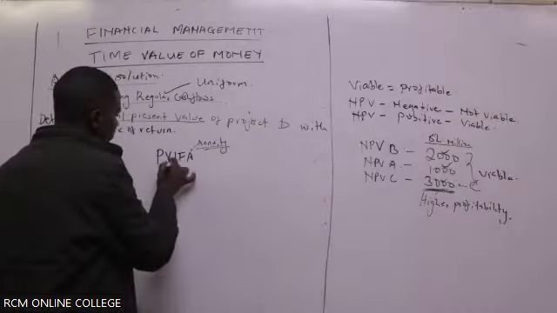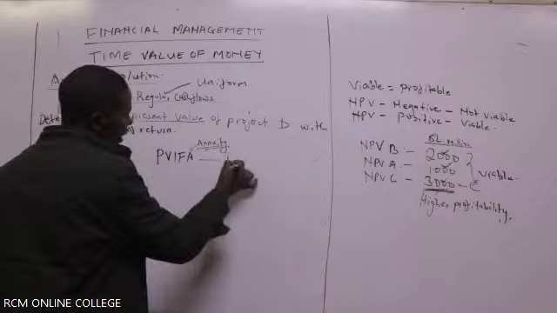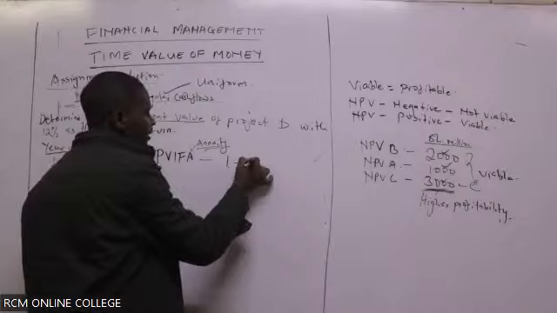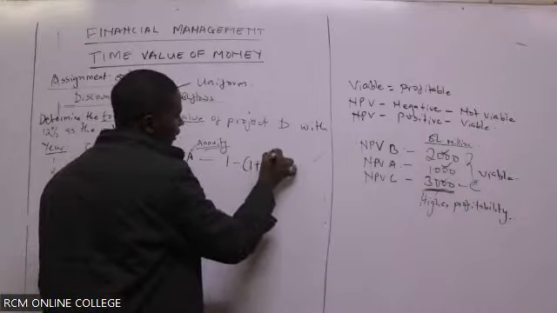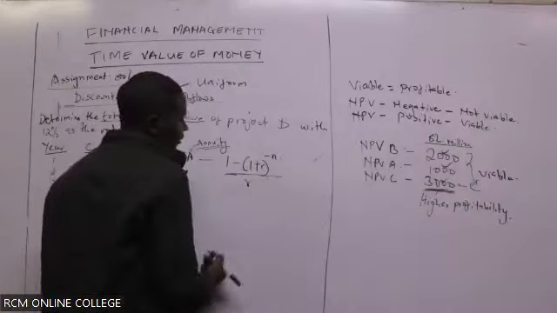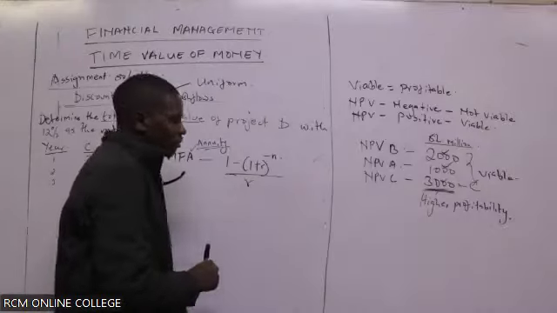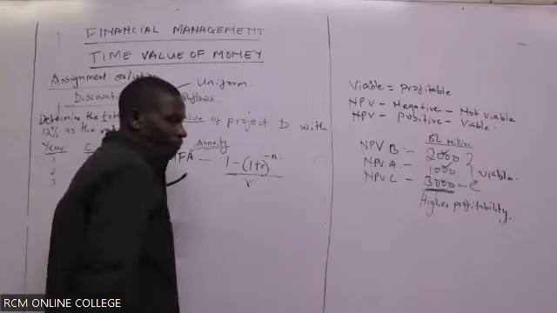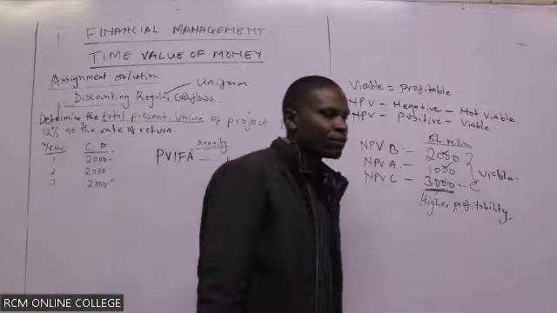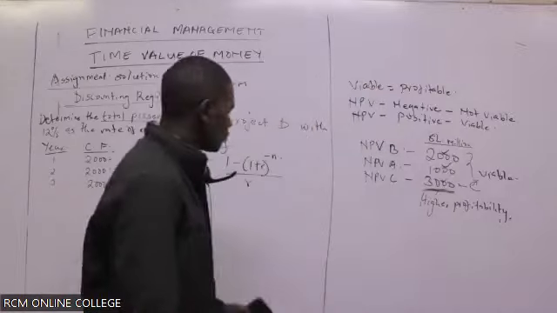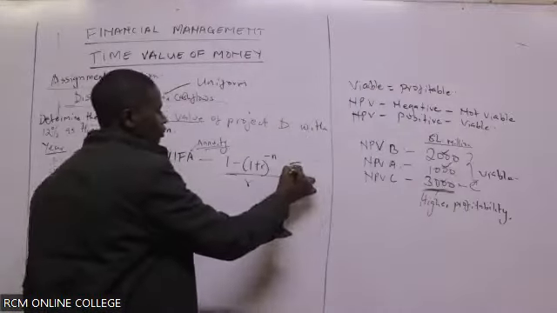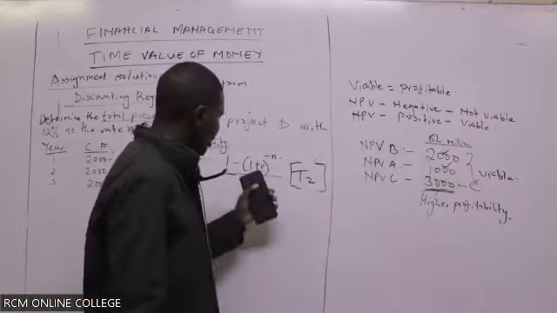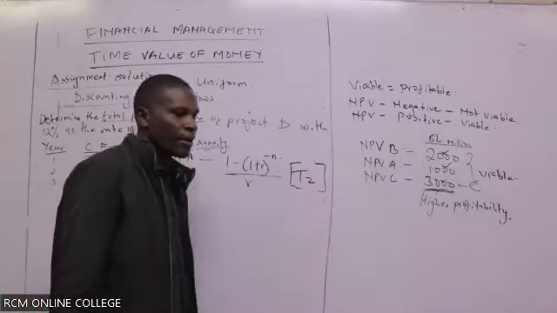So the formula for PVFA is 1 minus (1 plus r) raised to negative n, divided by r, where n is the number of periods and r is the rate of return. I told you this is golden, so write it somewhere. For you to compute this, we use table number 2. Still, you can use the calculator by feeding this into the calculator.